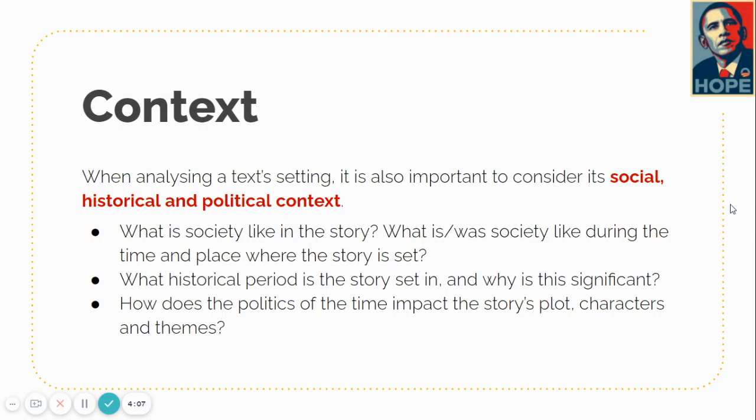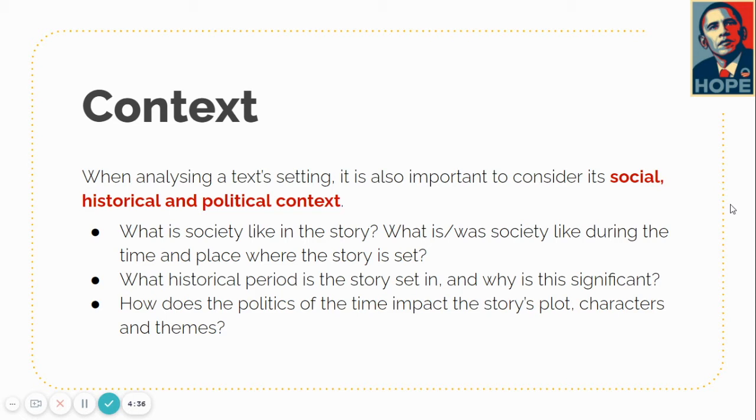When we analyse a text setting or story setting, it's also important to consider its social, historical, and political context. So you want to ask yourself those questions in the 3 dot points. So what's society like in the story? What is or was society like during the time and place where the story is set? What historical period is the story setting, and why is this important or significant? And how does the politics of the time impact the story's plot, characters, and themes?